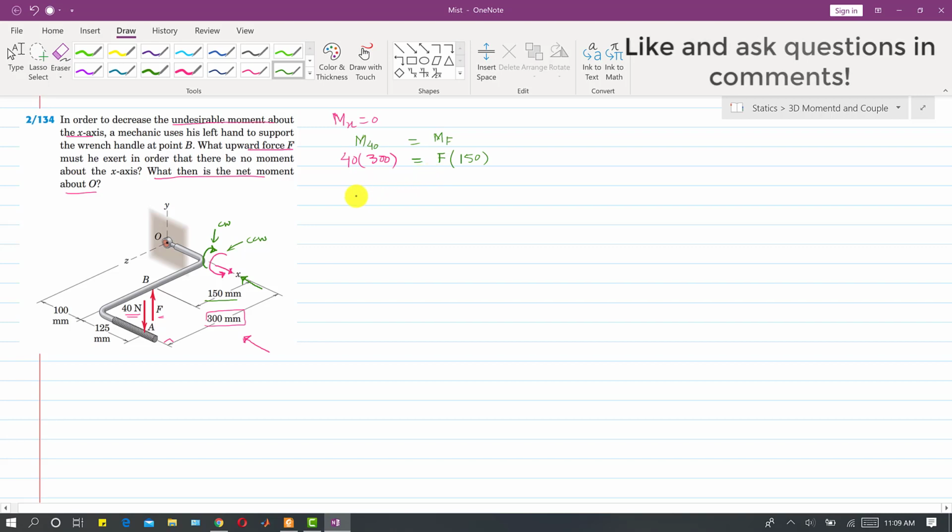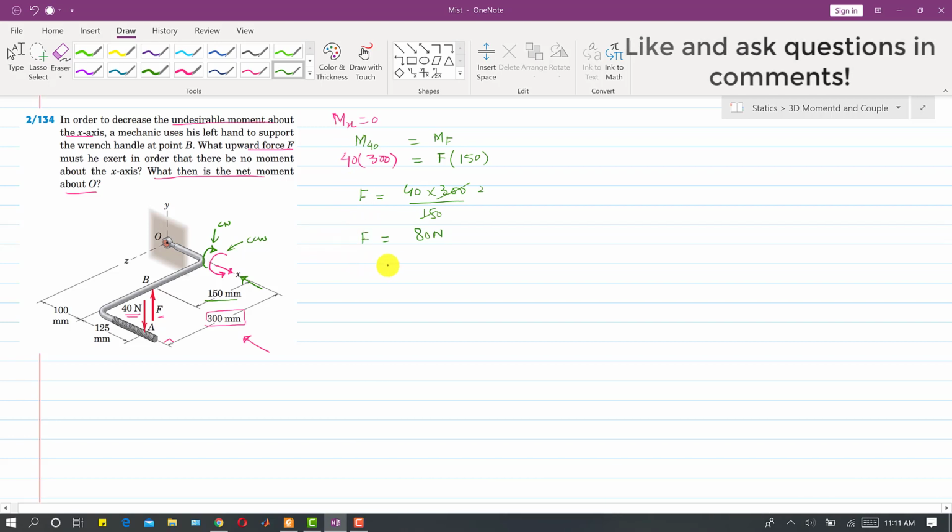So the force applied at point B by the left hand will be equal to 40 times 300 divided by 150. This will be cancelled out, this will be 2, and this will be 80 newtons. So this is the force required to make the moment about the x-axis equal to 0.